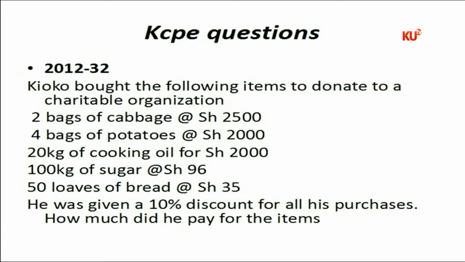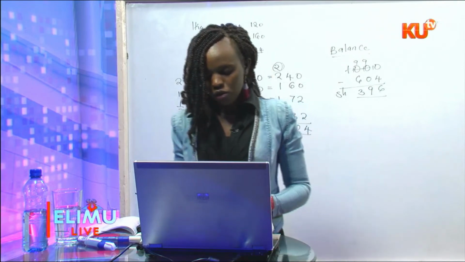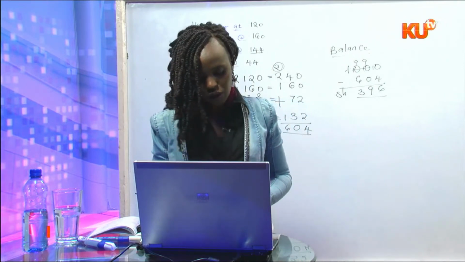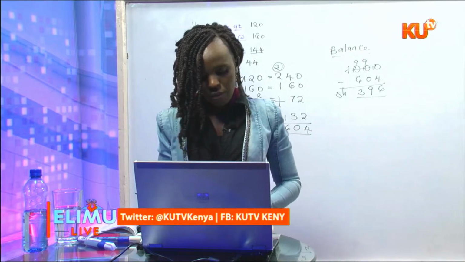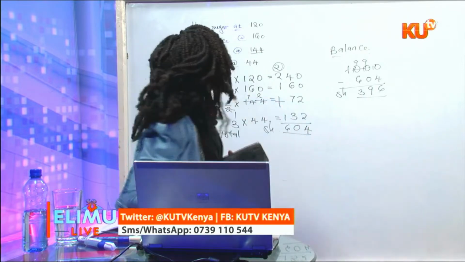So in this question, we are required to get the total cost. How much did he pay? So you're only preparing the bill. After he was given the 10% discount, how much did he end up paying? So we start by preparing the bill to get the total amount of money that he was required to pay for whatever he bought.